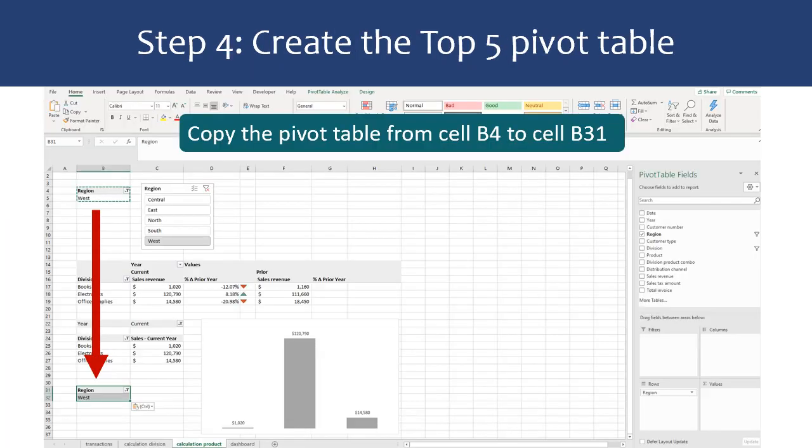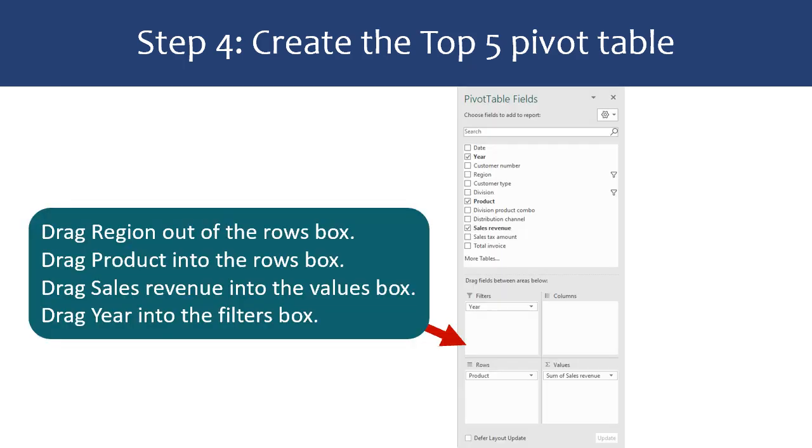Now we are going to make another pivot table to show the top 5 products. As before, copy the pivot table from cell B4 to cell B31. In the new copied pivot table, drag region out of the rows box. Drag product into the rows box. Drag sales revenue into the values box. Drag year into the filters box.